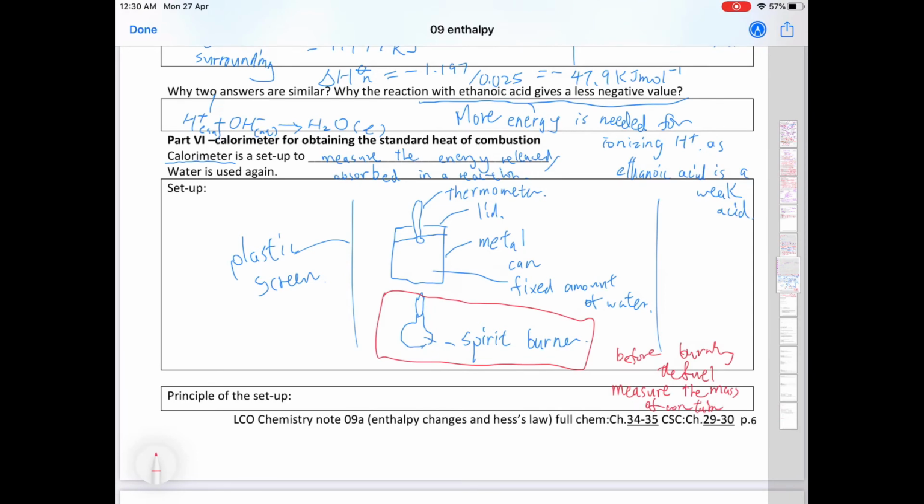Mass of the container, the mass of the spirit burner plus the fuel, and we consider it as M initial. And then M final is to measure the total mass of the burner plus the fuel after reaction. Is it okay? If we have these two data, we just use M initial subtracted by M final, which is actually the mass of the fuel used.